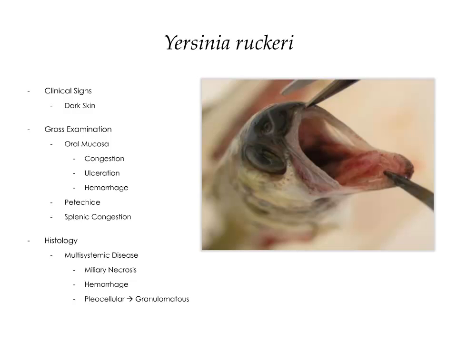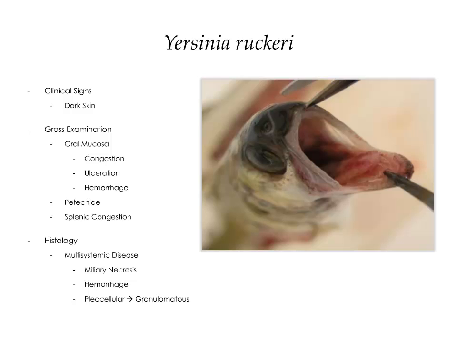Clinical signs include a darkening of the skin, which is evidence of stress. On gross examination, there's marked congestion and hemorrhage throughout the oral mucosa, which is why it's called enteric redmouth. Other lesions in the oral cavity include ulceration. Throughout the rest of the body, you may see widespread petechial hemorrhage. The spleen is often congested.